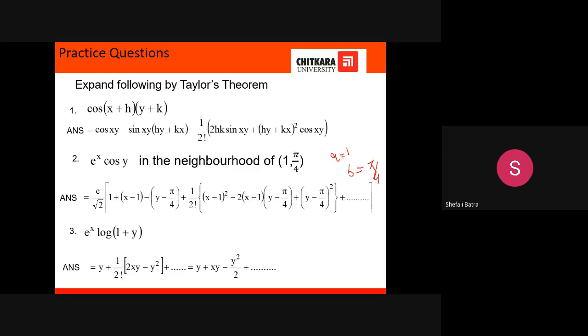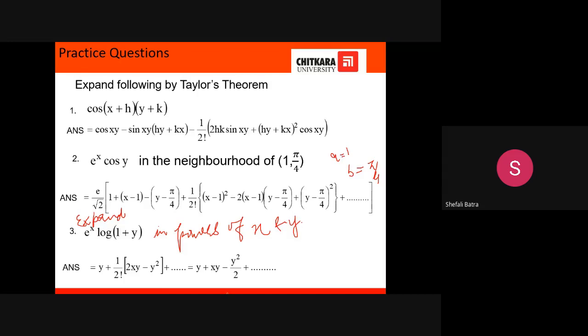Third question. e power x log(1 plus y). Expand it in powers of x and y. That means you need to use the third formula, that is the Maclaurin series. You need to find the value of the function and all its derivatives at the point 0, 0, and then put them in formula number 3. That is your Maclaurin series.